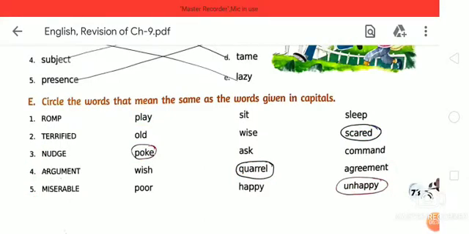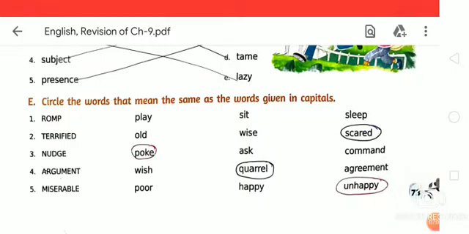You have to choose the same words that are given in capitals. Okay students, first is romp, so it will be play. Second is terrified, it will be scared. Third is nudge, it will be poke. Fourth is argument, it will be quarrel. Fifth is miserable, it will be unhappy. Just like this you have to complete this given exercise E. Okay, and also learn it.